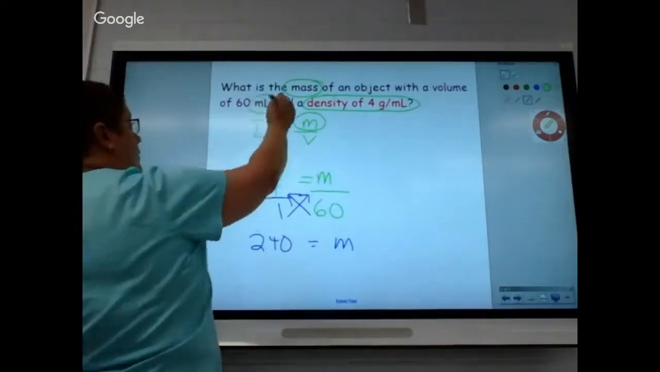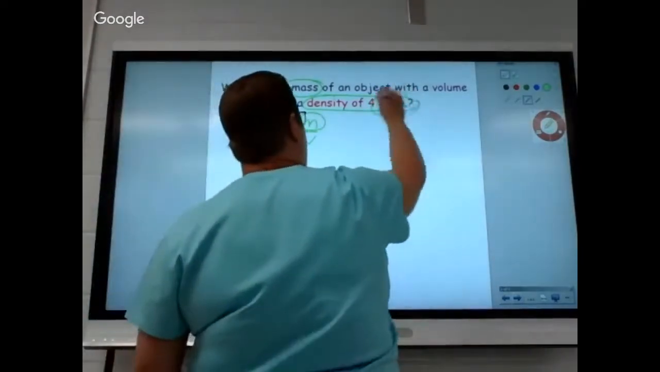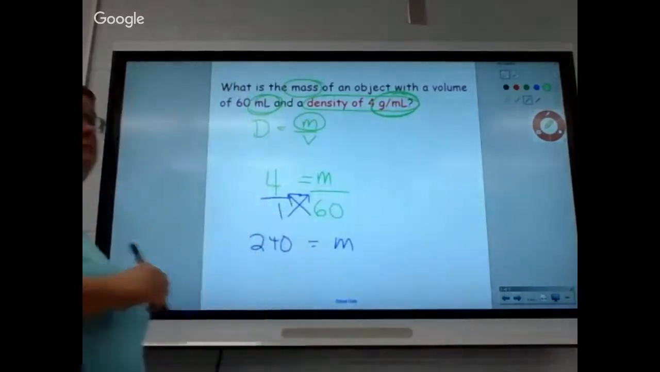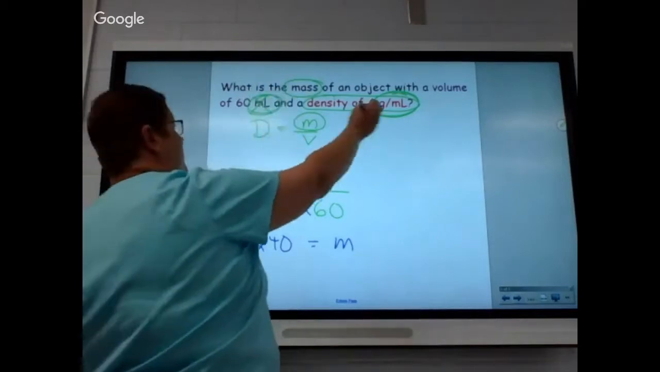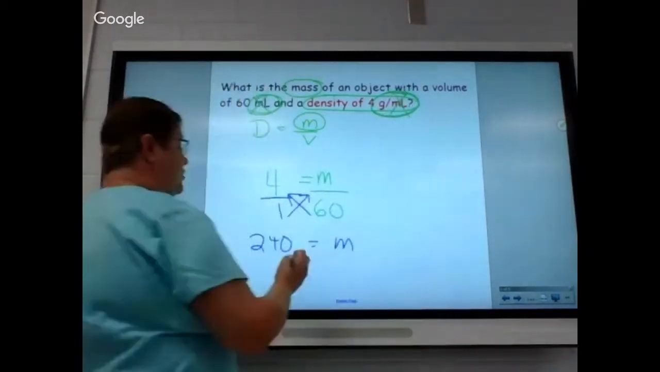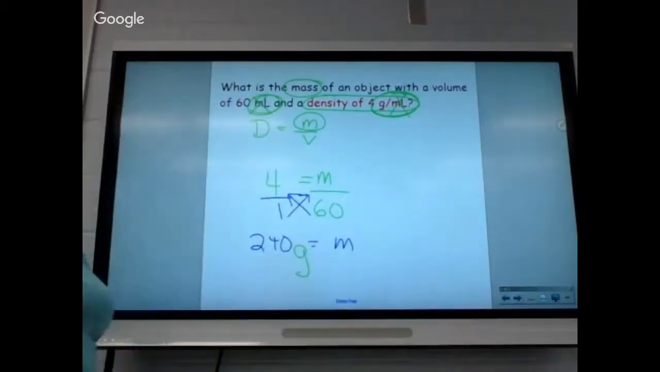Up here on the problem, do they have anything in common? So what do you suppose is going to happen to those milliliters when we cross multiply? They're going to cancel out. The mLs are going to cancel each other out. So it's only going to be grams. Exactly.